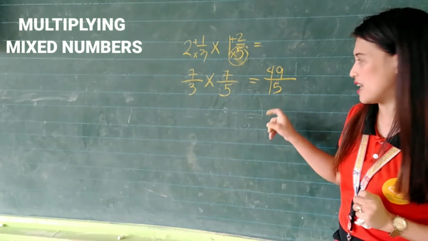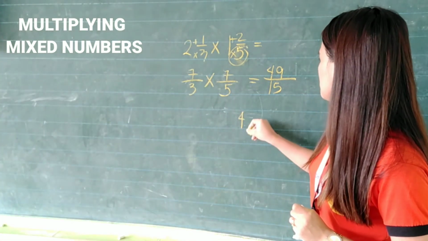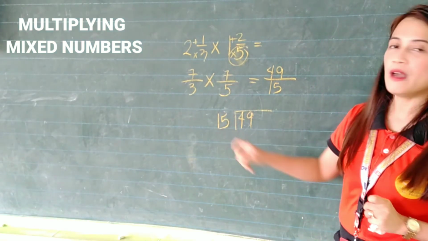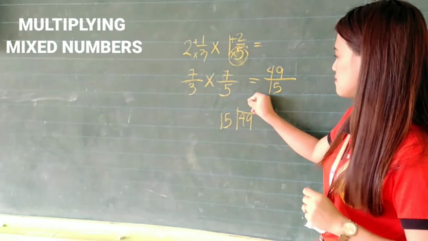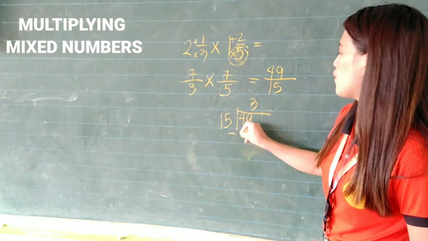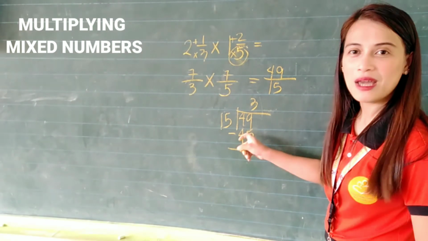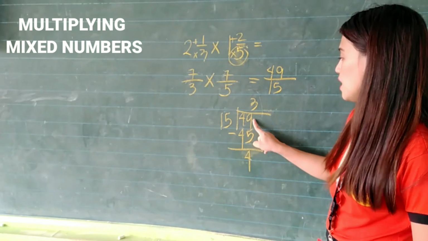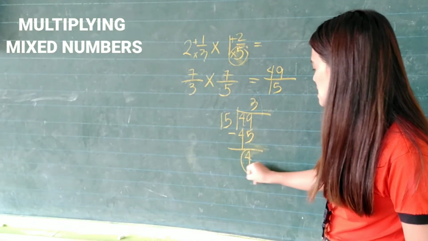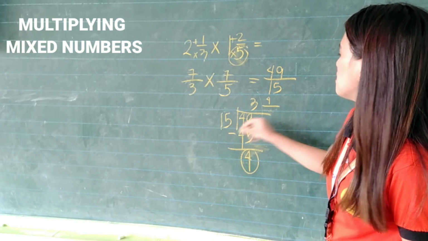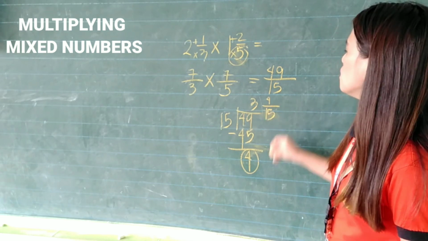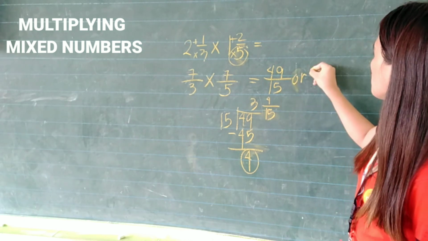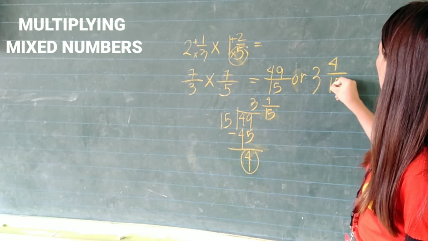So let's divide. So 49 divided by 15? 3. 3 times 15, 45. 49 minus 45, 4. Kopyaha si 4. Buka na to sa numerator. Copy the 15. So 3 and 4 over 15. So 49 over 15 is equal to 3 and 4 over 15.